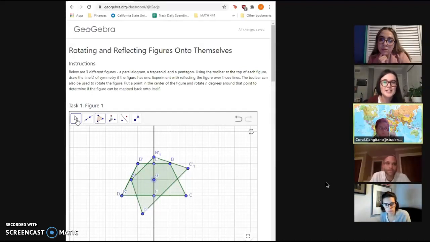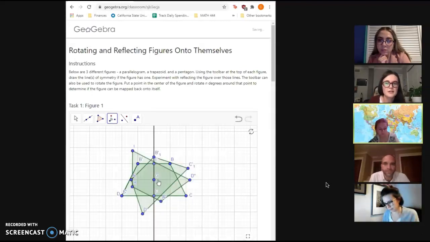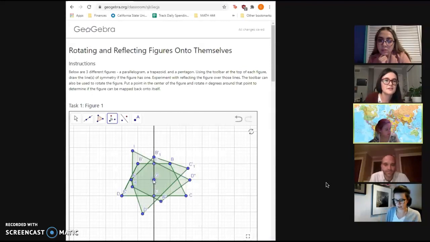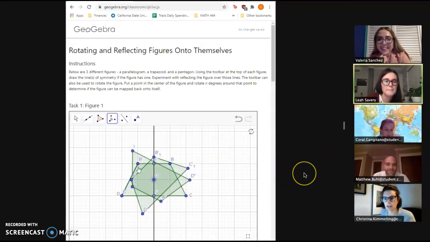Even though this one is an isosceles trapezoid and it has line symmetry, the angles are not congruent, so we're not able to do it. We can do it at 360, but that's not the rotational symmetry because it needs to be less than 360 degrees. So cool, I will let you keep messing around with it. Thank you. That was a good reminder. For sure, you're doing a good job.